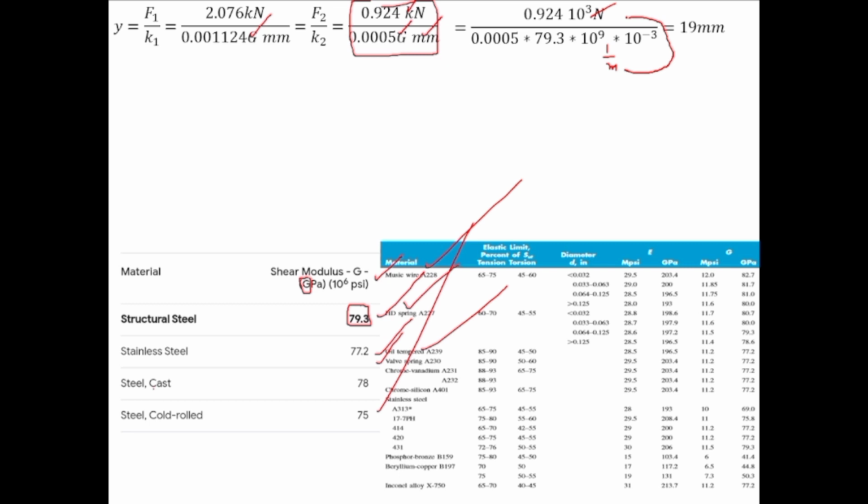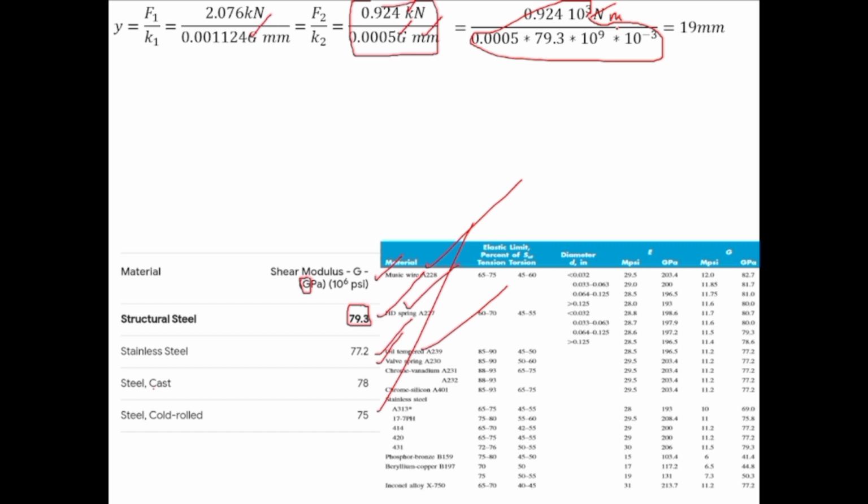This meter will come over here to the denominator, and after the calculation you will get 0.019 meter, so it is equal to 19 millimeter. So this will be the deflection in the spring which was required in the problem.